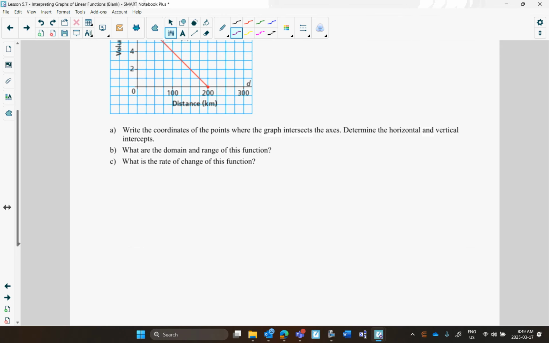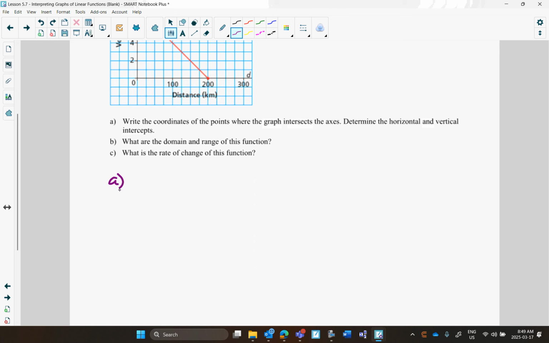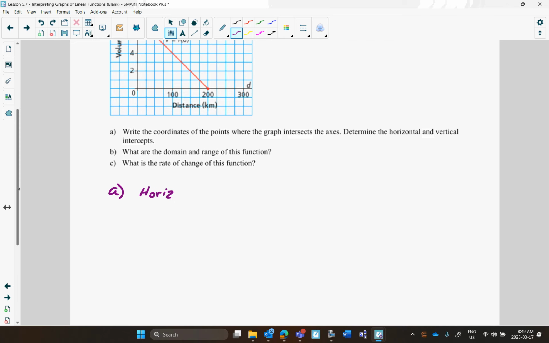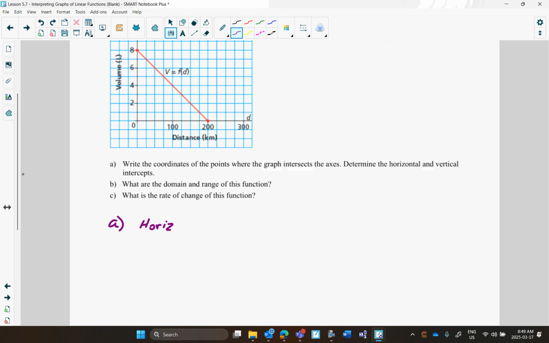So the first thing we are asked is to write the coordinates of the point where the graphs intersect the axes, and then from there, find the horizontal and vertical intercepts. Okay? So the horizontal, what's the coordinate where our graph touches the horizontal coordinate, or the x? 200 comma, remember the coordinate. Right, so we would say the coordinate is 200 comma 0, but the intercept is just 200.